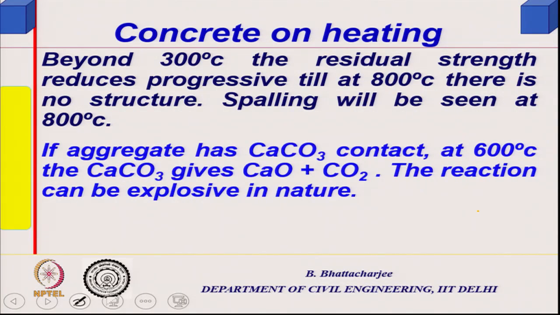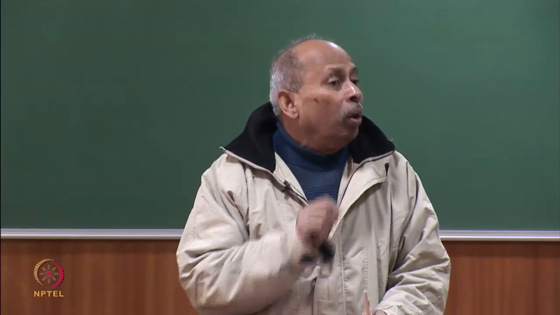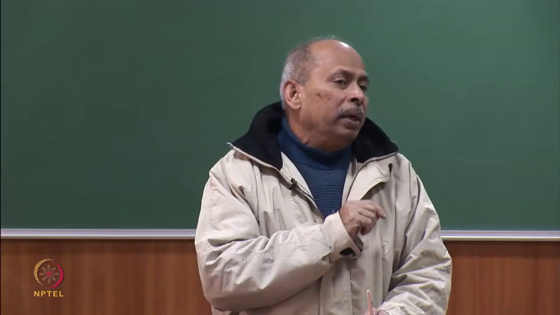Some aggregates, like calcium limestone aggregate, actually break down at 600 degrees centigrade into calcium oxide and carbon dioxide, at 600 and above. Now what will happen if I have such an aggregate inside? Suddenly it will burst out. So you have explosive spalling if you have limestone or magnesium carbonate aggregate.